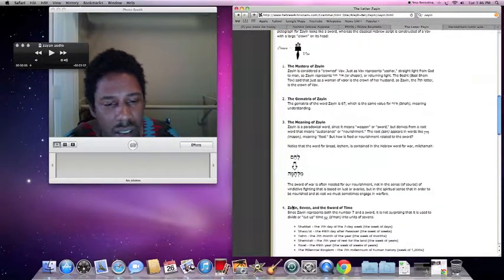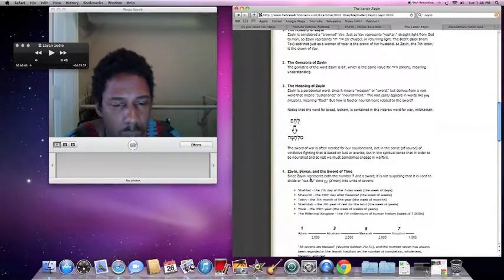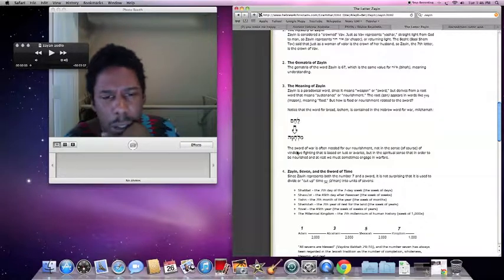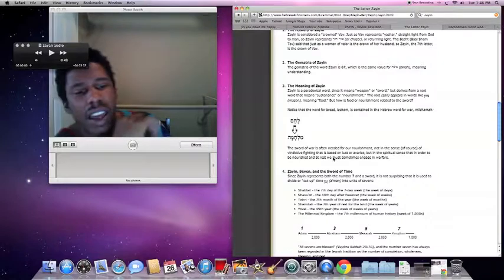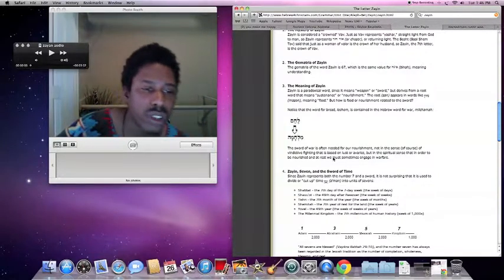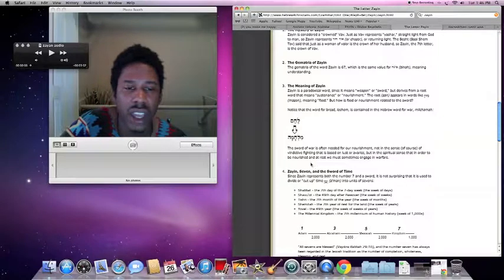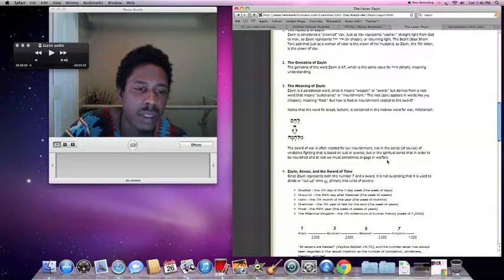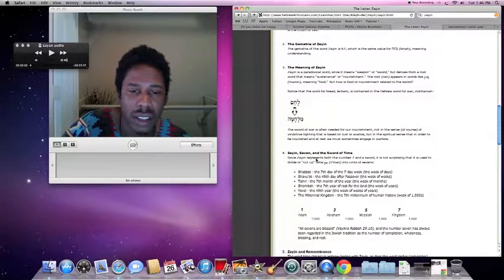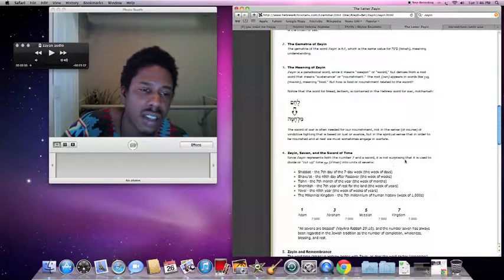It says, let's see here. This is another part I wanted to get. I'm going to read this part also. I don't want to skip over too much. It says, the sword of war is often needed for nourishment, not in the sense of vindictive fighting that is based on lust or avarice, but in the spiritual sense that in order to be nourished and at rest, we must sometimes engage in warfare.